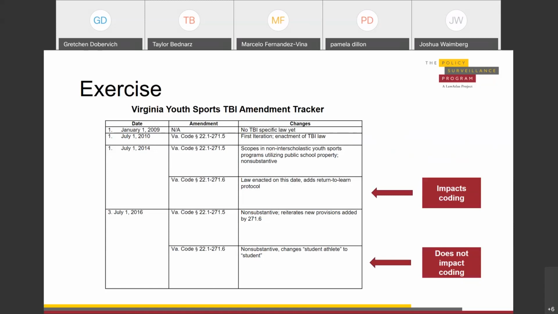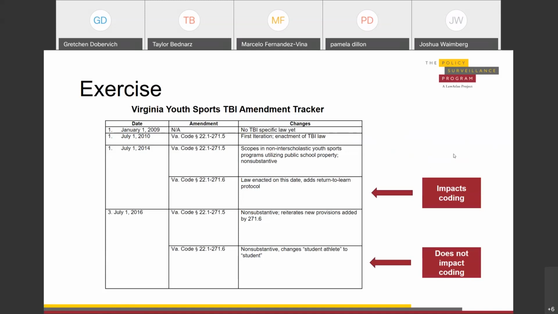That's as opposed to the addition of the new law, 271.6, which is enacted on the same date, which adds a return to learn protocol. In youth TBI, that means there are now rules surrounding when the student can go back to the classroom. And this is what we refer to as a substantive change, because it impacts coding.